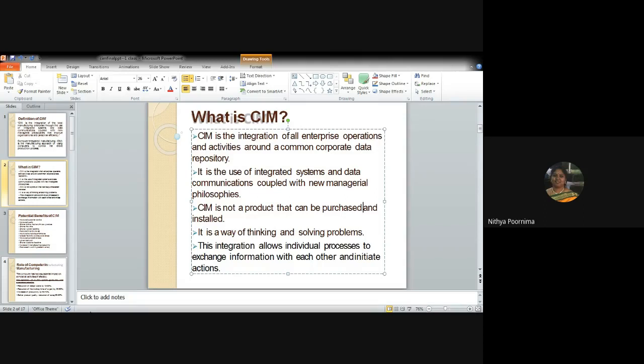Basically, CIM has to control CAD, CAM, then data processing, communication lines, robotics, all that it has to control. It has to interface between all these components. The center component, which is interacting with all these components, will be controlled and initiated by the CIM.